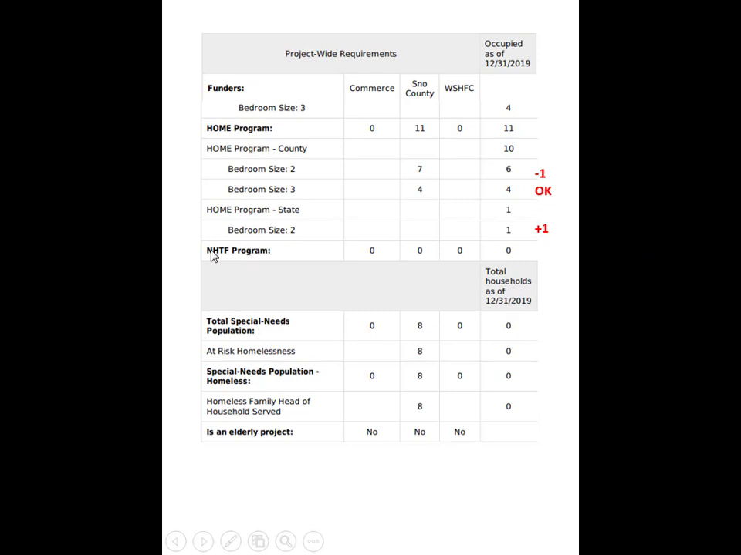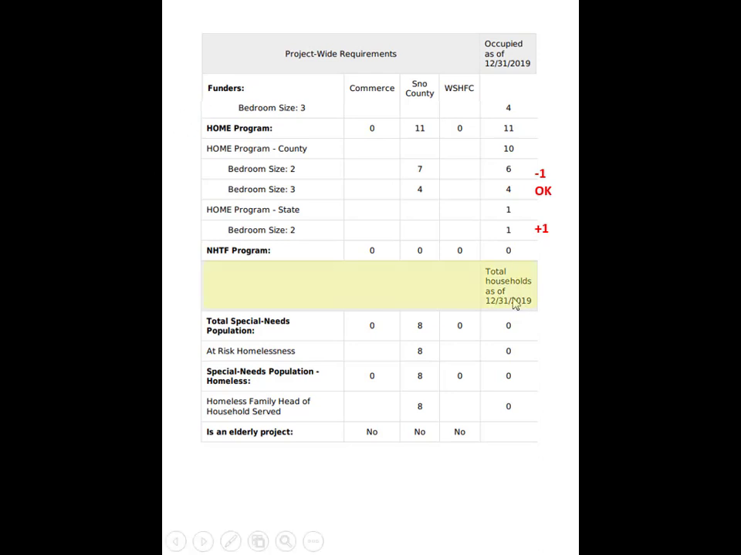The part here about the National Housing Trust Fund program, Rebecca reviewed in the Getting Started session. It's a very specific program to Commerce, and not a lot of properties are using it. If Commerce is not requiring it, then you should not have any units marked as being in that program. So this one is actually looking good. Commerce doesn't require it, and there are no units slated under that program.